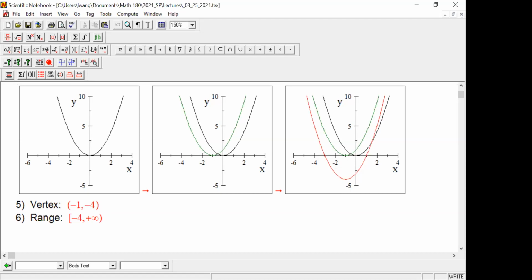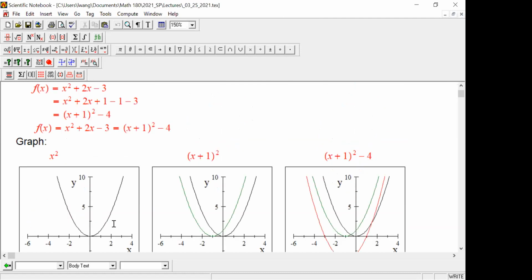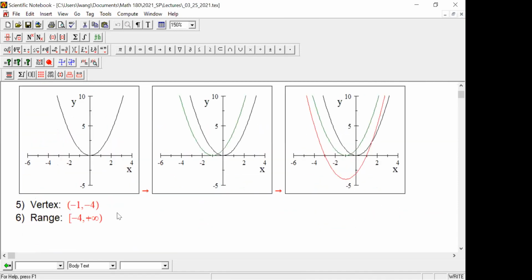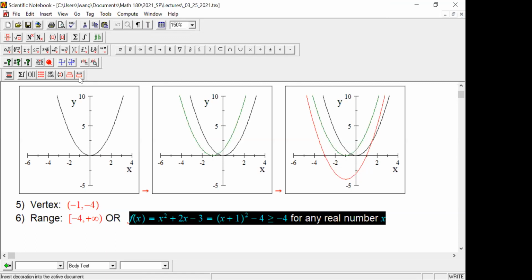That's right, Cortland. I want to give you an alternative form. You take the whole thing and you write it as an inequality: y greater than or equal to -4, for any real number x. I know this is something you're not used to, but you need to get used to it. You got it? So that's the range.